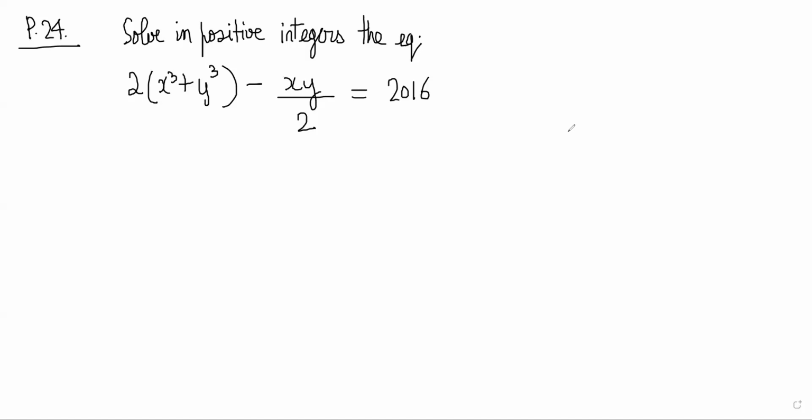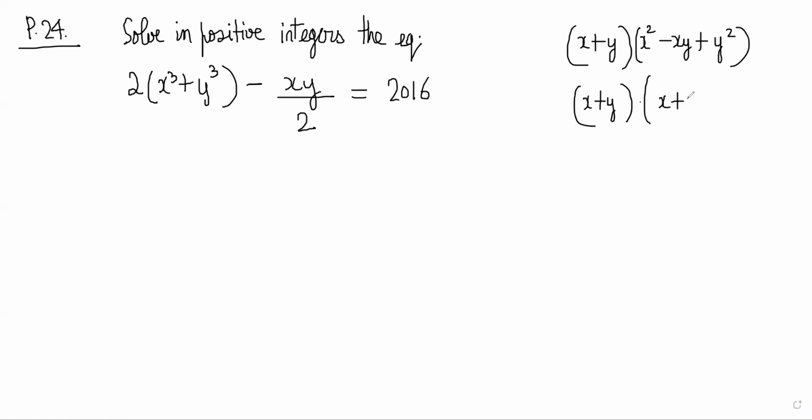Sir, I'm thinking we can write x cube plus y cube as (x plus y)(x square plus y square minus xy). So we can write it in terms of (x plus y) whole square minus 3xy. We can take x plus y as a single term like a and xy as b and solve the equation. So I guess it might get easy. That is the correct approach.